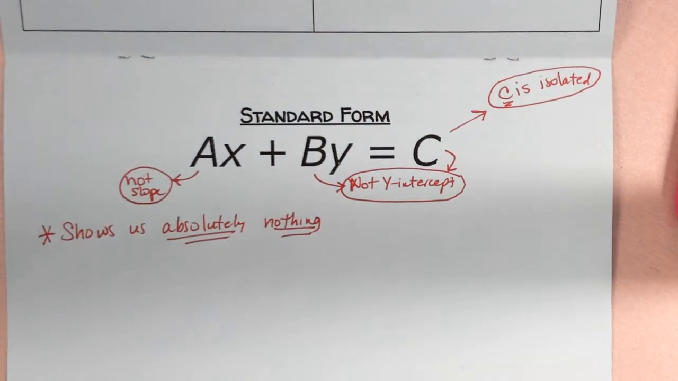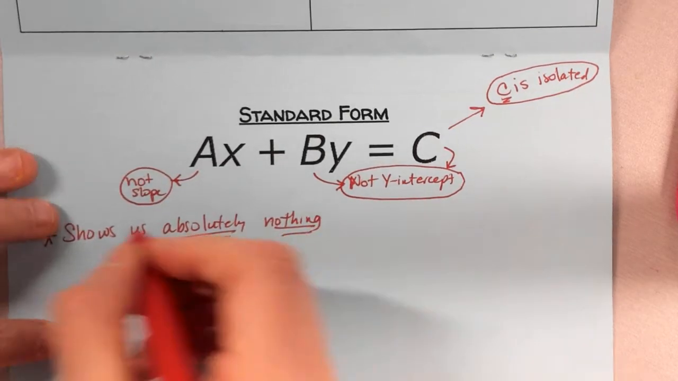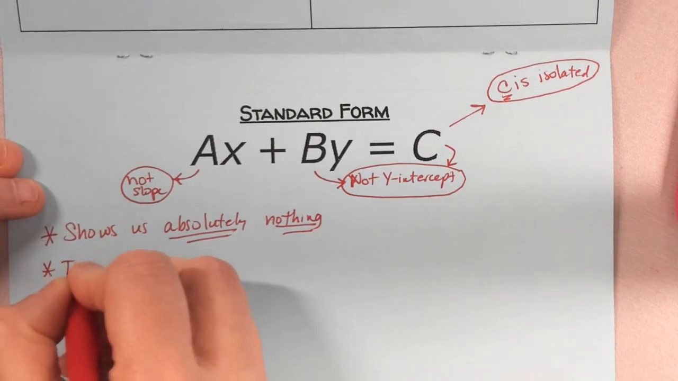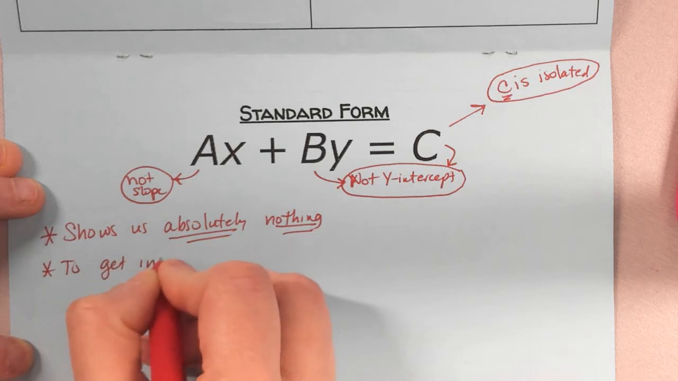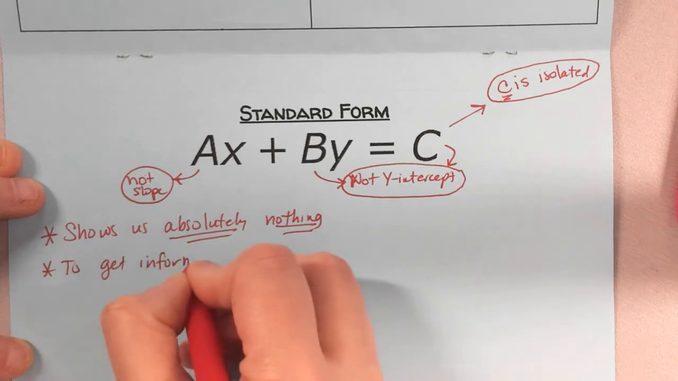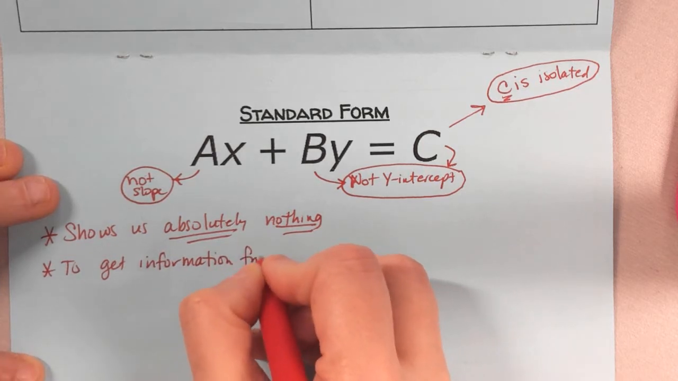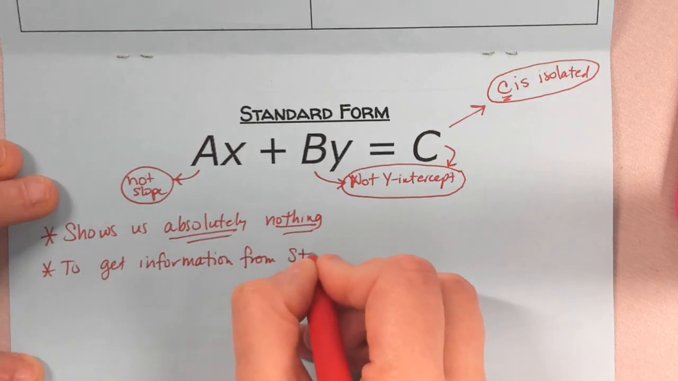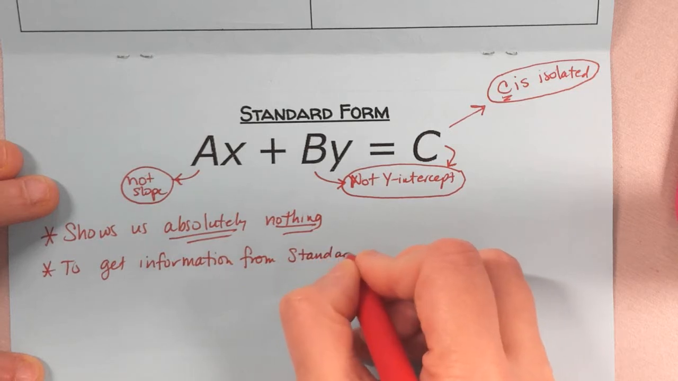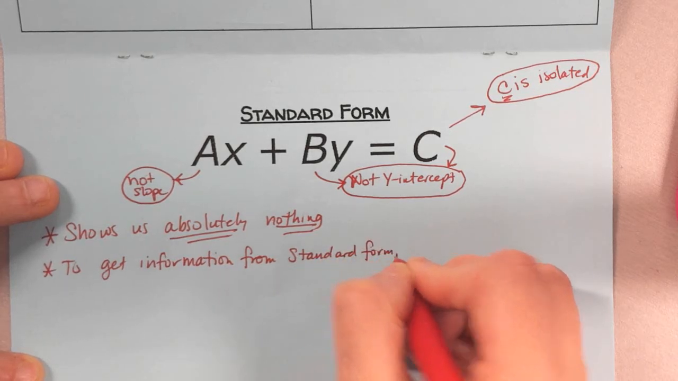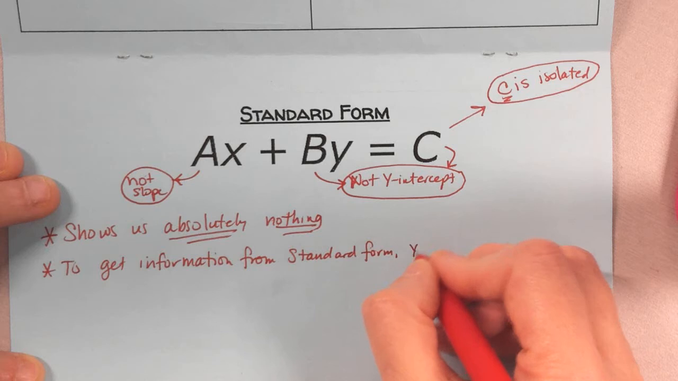Now, that's not to say we can't get anything useful out of that form. We just have to do stuff. So to get information from standard form, you have to do something.